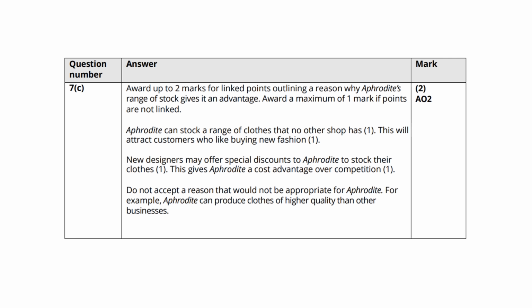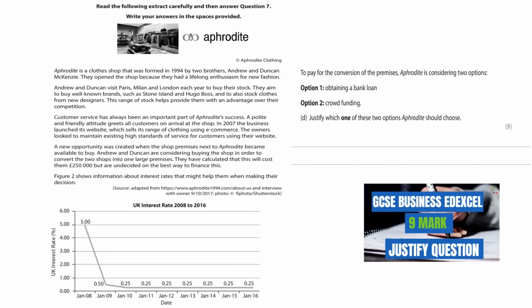On to our final 9 marker in the paper. To pay for the conversion of the premises, Aphrodite is considering 2 options. Option 1, obtaining a bank loan, or option 2, crowdfunding. Justify which one of these 2 options Aphrodite should choose. So just as before, you can gain full marks for your 9 marker by considering the pros and cons of one option, so long as you have application, analysis and evaluation in there. So pause the video and give it a go.